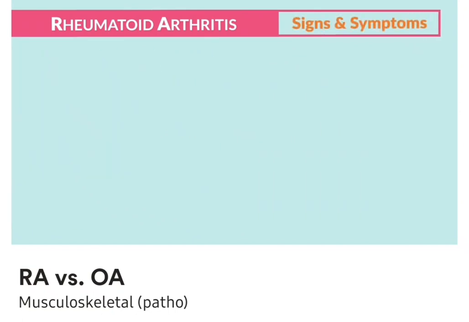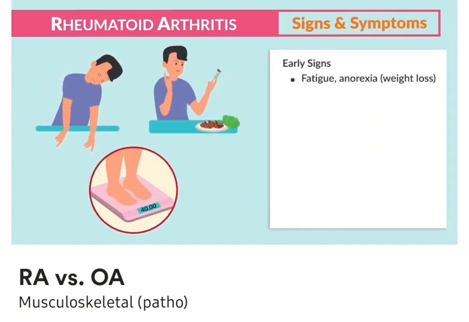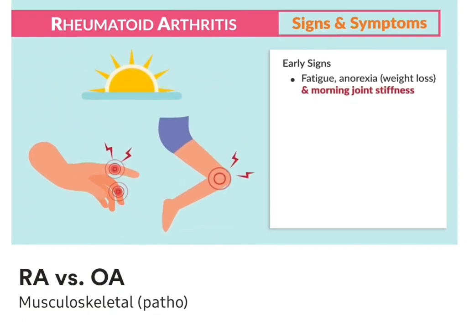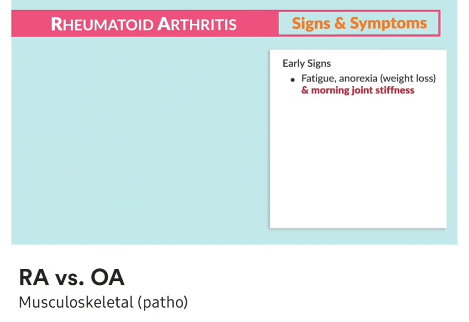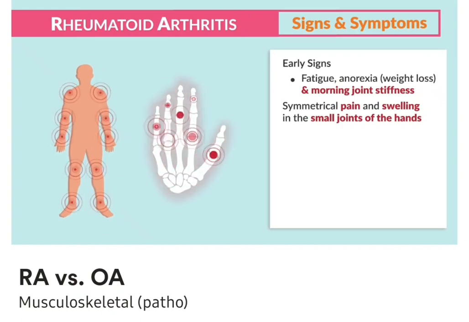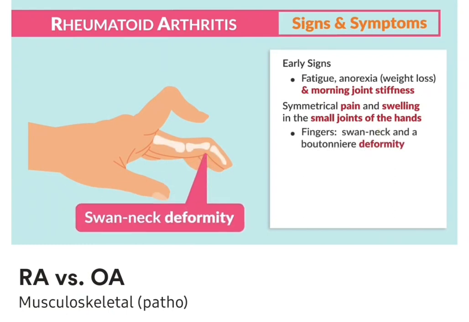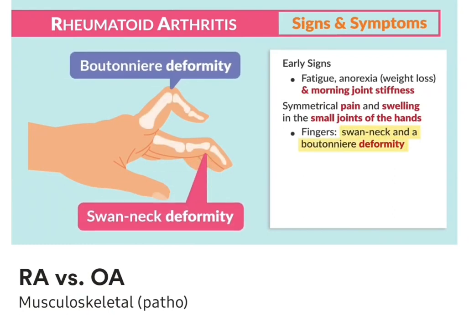Now for signs and symptoms of rheumatoid arthritis. The early signs include fatigue, anorexia, including weight loss, and morning joint stiffness. And then it progresses into more severe, symmetrical pain and swelling in the small joints of the hand, including the fingers. A key term is swan's neck or boutonniere deformity.